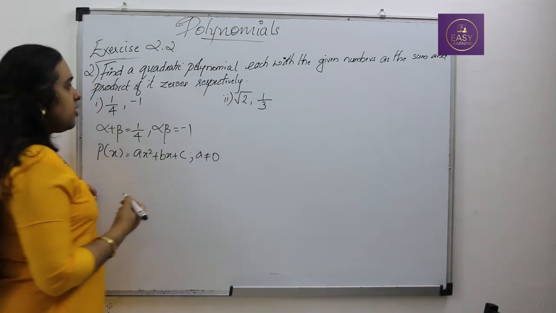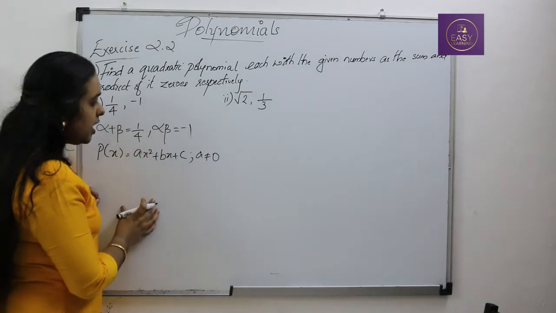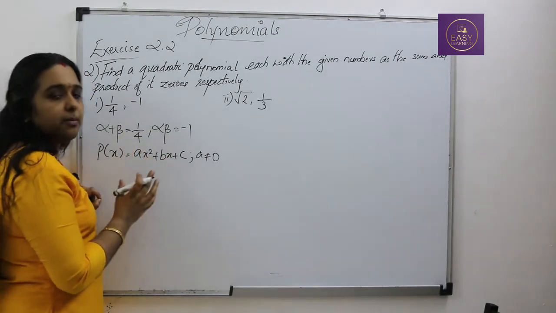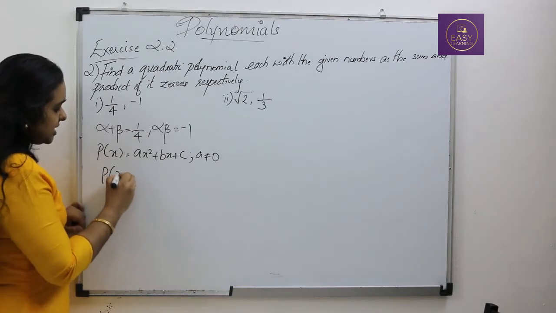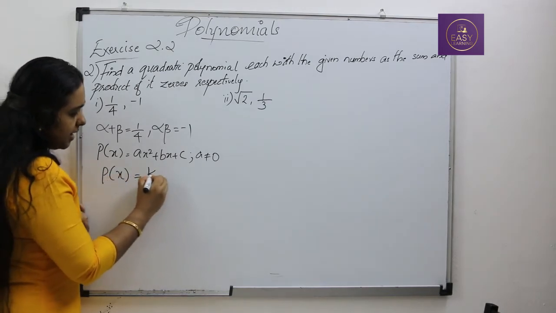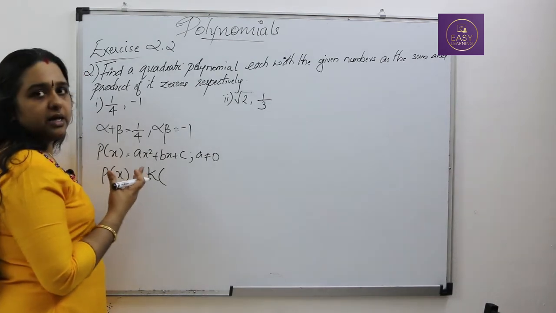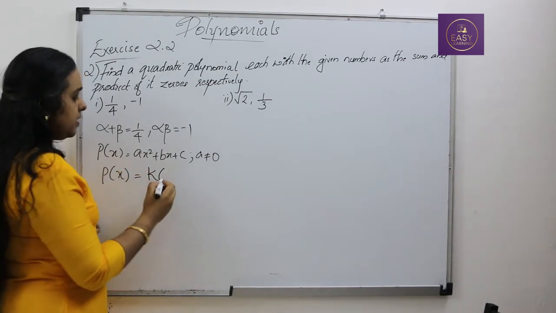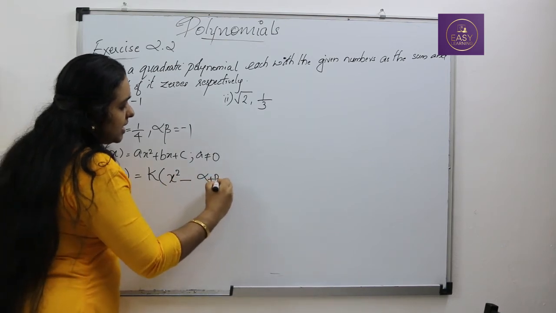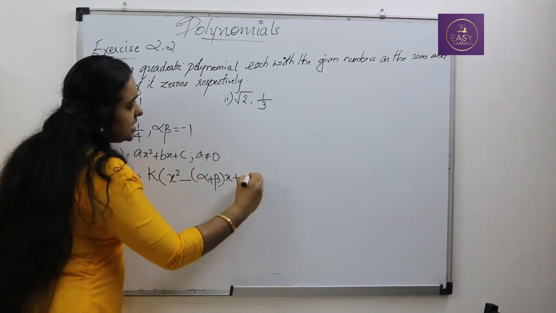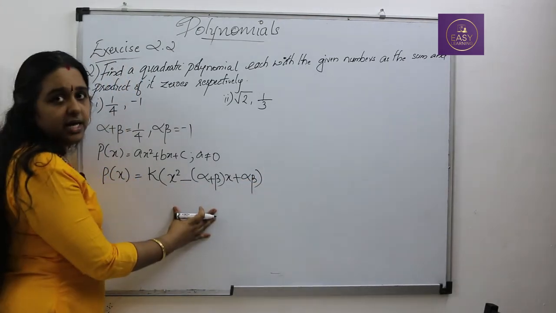So when we are given the sum and product of zeros of a polynomial, how will we write the quadratic polynomial? It's very simple. Just listen very carefully. P of x equals k, where k can be any real number, into x square minus (alpha plus beta) x plus alpha beta. This is a general form of a quadratic polynomial.